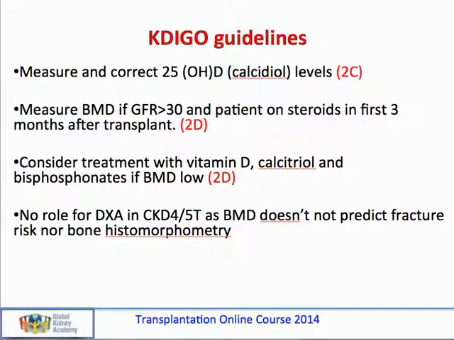Bisphosphonates and denosumab, which is another agent that's used in osteoporosis, are basically contraindicated in CKD4 or 5, or if you are going to use them, you can only use them in conjunction with a bone biopsy. So there's very little evidence to support the use of these drugs in advanced kidney disease, whether in the native kidney or after transplantation.